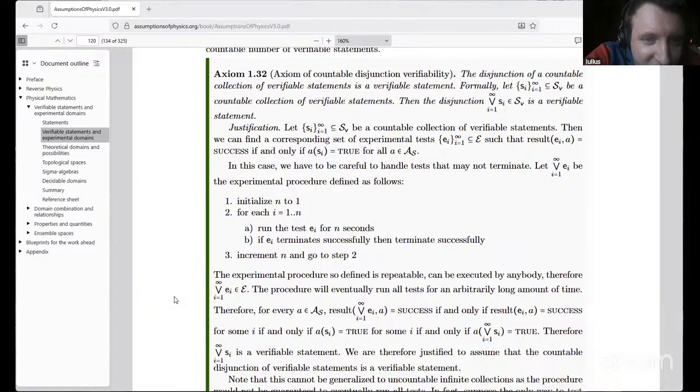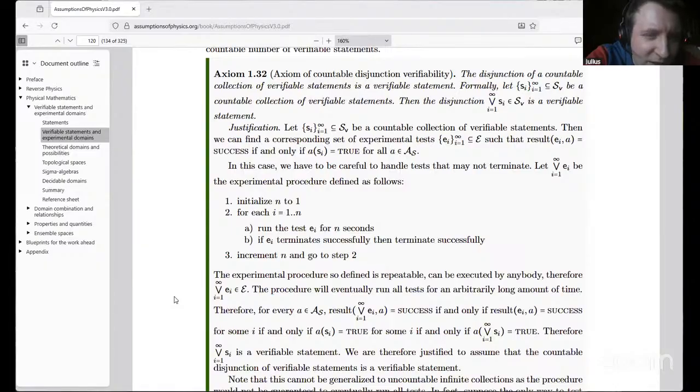Justification. Let the infinite sequence S_i in SV be a countable collection of verifiable statements. Then we can find a corresponding set of experimental tests in E such that the result of the experimental tests and truth assignments is a success if and only if A of S_i is true for all possible assignments. In this case, we have to be careful to handle tests that may not terminate. Let the infinite disjunction of experimental tests be defined as follows.